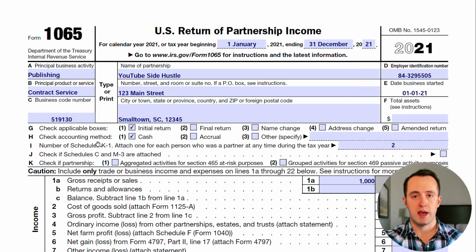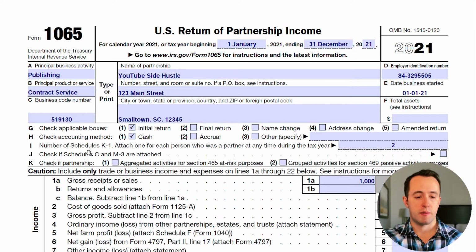Item H, check the accounting method. The majority of people are going to use cash accounting method as opposed to accrual. The big difference here is cash refers to when money is actually deposited or withdrawn from your bank account, whereas accrual depends on when you actually receive or send an invoice. It doesn't matter when the money actually transits into or out of your account. So the majority of people here will check cash.